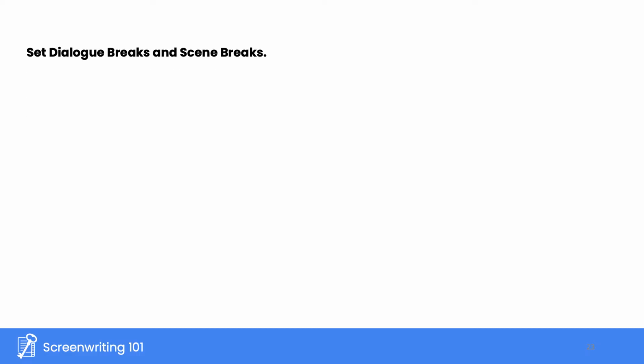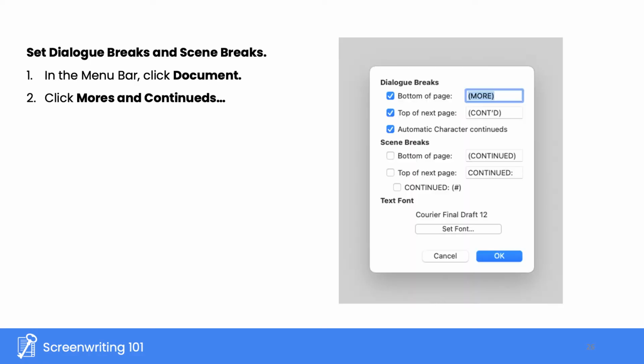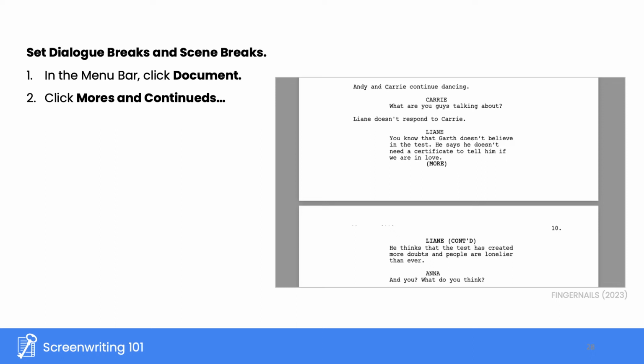Now, let's talk about dialogue breaks and scene breaks. In the menu bar, click Document, then click Mores and Continueds. A pop-up window will open. Dialogue breaks occur when a character is talking and their line of dialogue continues from the bottom of one page onto the top of the next page. Here's an example from the script for the film Fingernails. As you can see, Leanne's dialogue is split between the bottom of one page and the top of the next.